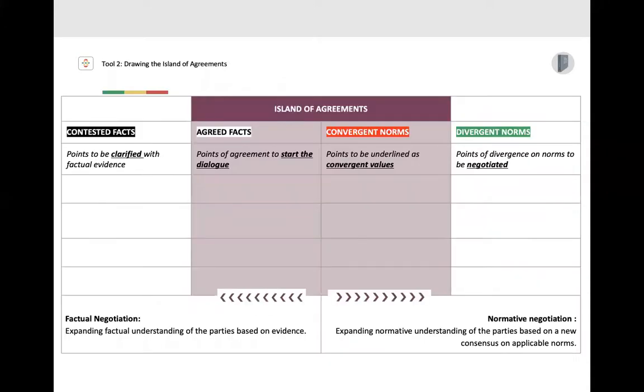So the second tool on context analysis, and anybody who's done a workshop would have seen this concept of facts and norms. We always have a nice and interesting debate about facts and norms, and then looking at that center, creating that island of agreement. So just to run through that as a refresher as well.